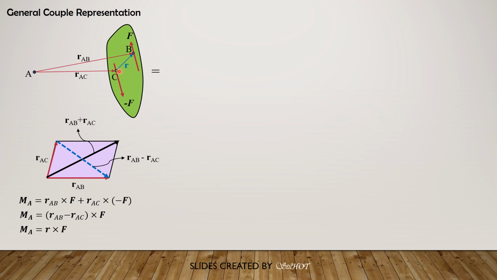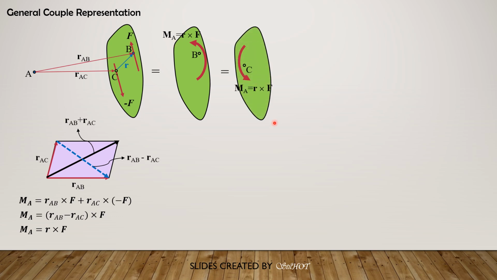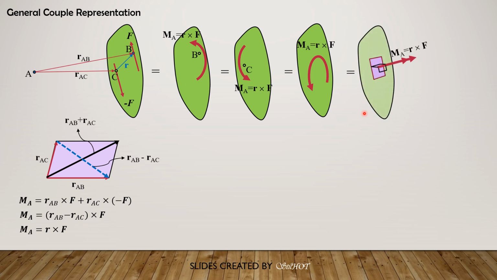So meaning to say, this system is equivalent to this couple here. The couple is acting at B. Then the couple is the same, R cross F. It may be at C. The sense is by right thumb rule. That's the sense. Then it may be represented by this couple here, which acts anywhere on the plane of the couple. Then it may also be this way.